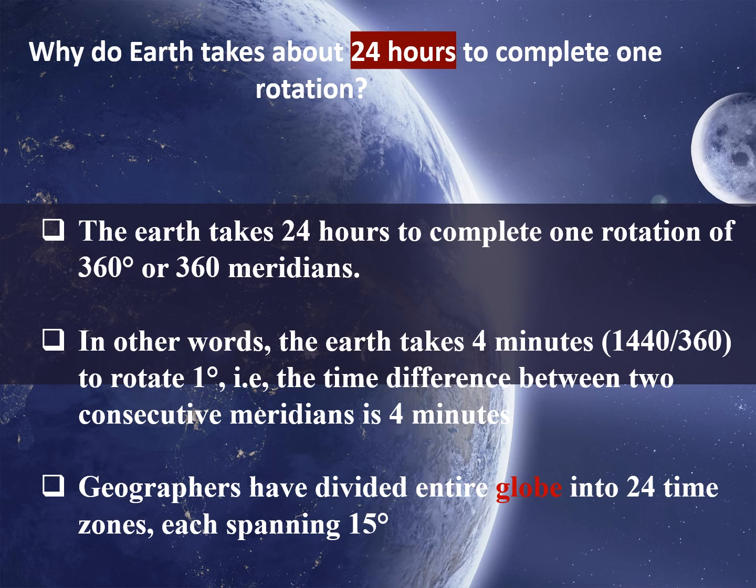That means while rotating, each longitude takes 4 minutes of time to come across the sun. In other words, the Earth takes 4 minutes to rotate 1 degree. The time difference between two consecutive meridians is 4 minutes. When you calculate 4 into 360, or 360 meridians into 4, you will get 1440 minutes. That means that the Earth takes 1440 minutes to complete one rotation. That means 24 hours.